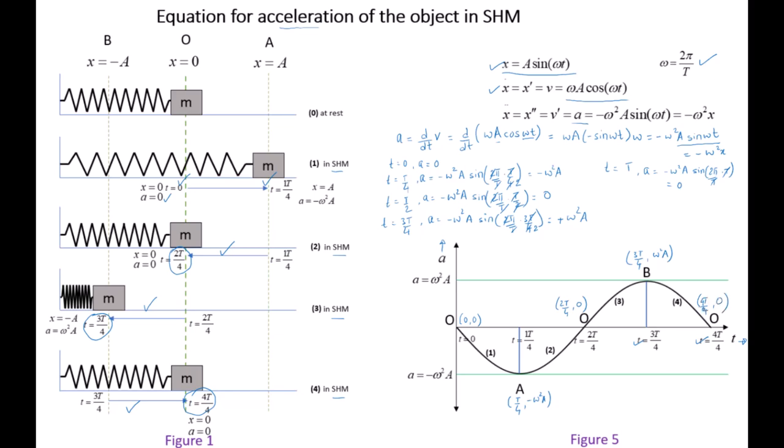So if I summarize, the acceleration of the object executing simple harmonic motion is positive maximum at point B, and it is negative maximum at the point A. So at the extreme points A and B, the acceleration is maximum. And at the center point, it is minimum, and that is equal to 0. So for all the points O, you can see the value of acceleration is 0.